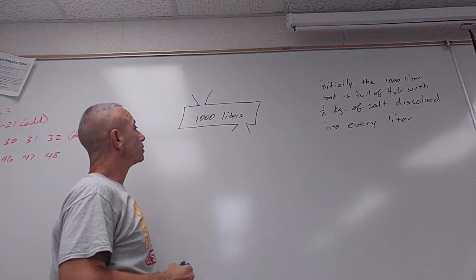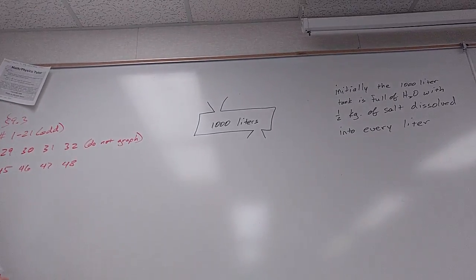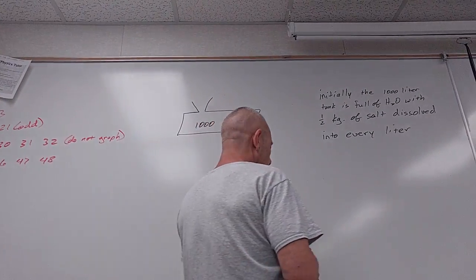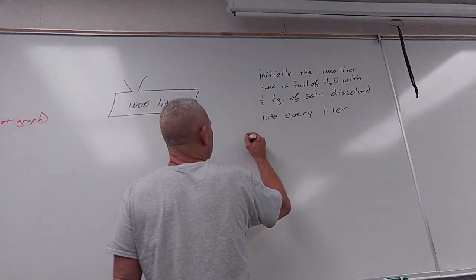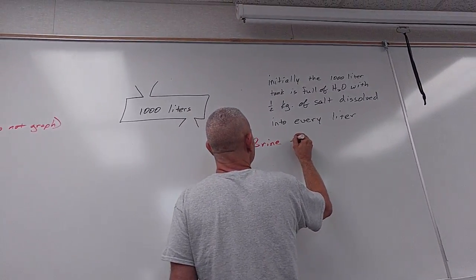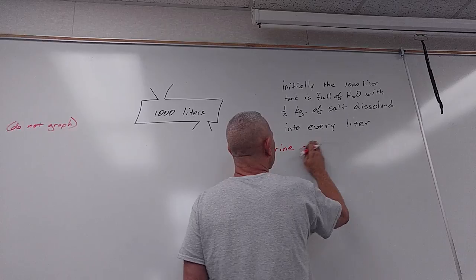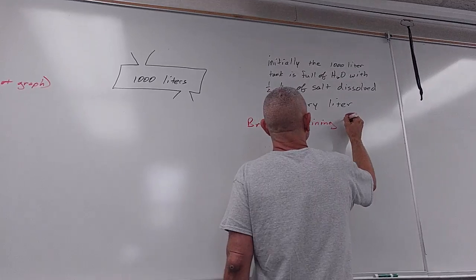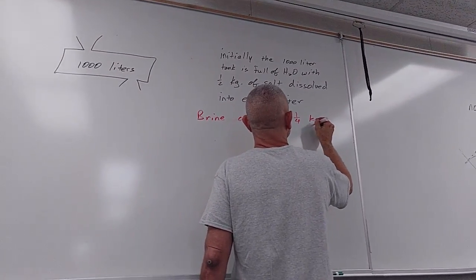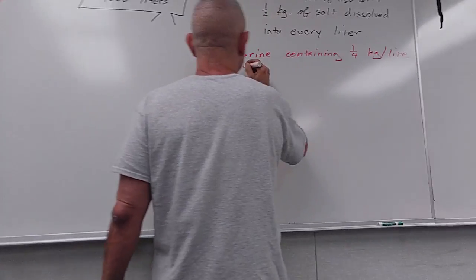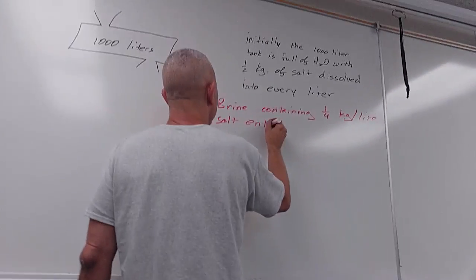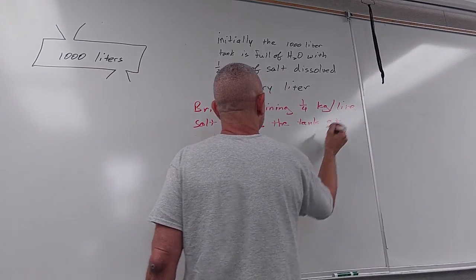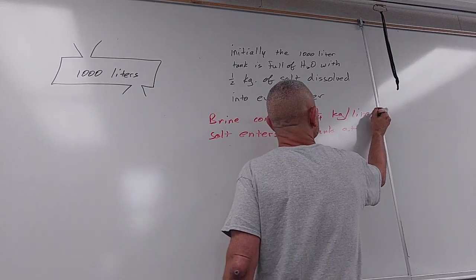All right, so I guess it's got 500 kilograms of salt in it. Salty water. Well, let's say that brine enters the vat. Let's say brine containing 1/4 kilogram per liter of salt enters the vat, the tank, at say, I don't know, how fast do you want it to go? 10 liters a minute.